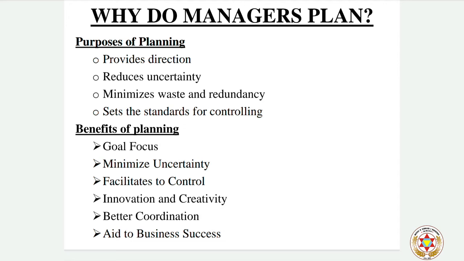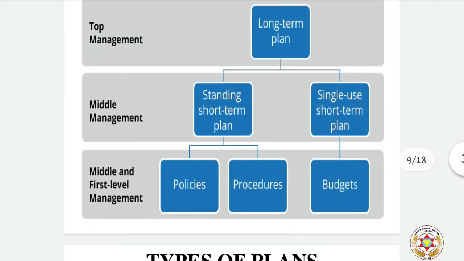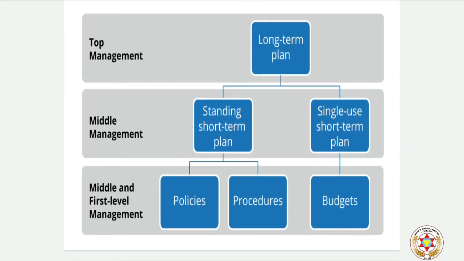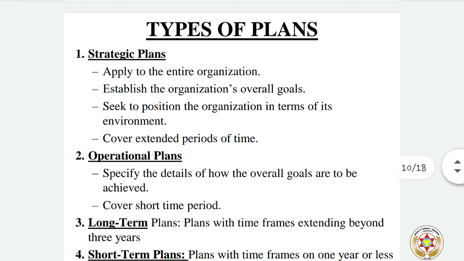It ensures commitment, it is an aid to business success, and it brings systemization also. This is the chart of the types of plans. At the top level, they go for long-term plans, middle management goes for standing and short-term plans, or single-use and short-term plans, and the first level managers go for policies, procedures, and budget. Let's come to the types of plan.